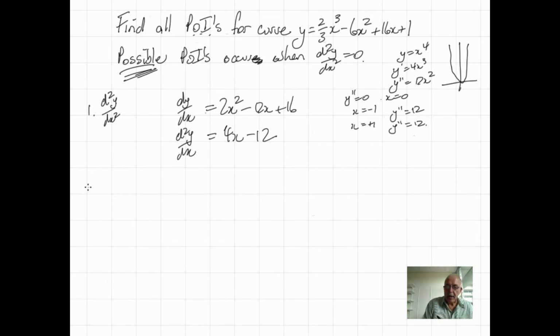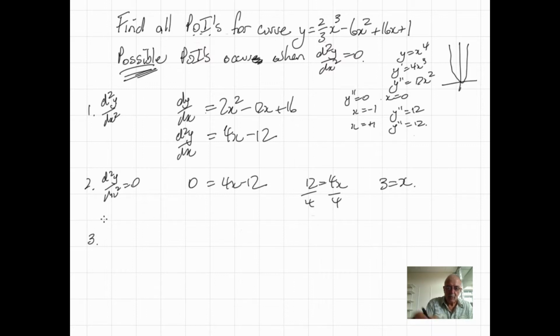Okay, so our next step, just like we did with turning points, is to find x values. d2y dx2 equals 0, and we keep in mind that we don't necessarily have a point of inflection when this happens. So we've got 0 equals 4x minus 12. Take the -12 to the other side and you get 12 equals 4x. Divide both sides by 4 and you get 3 equals x. So at x equals 3 we have a possible point of inflection.